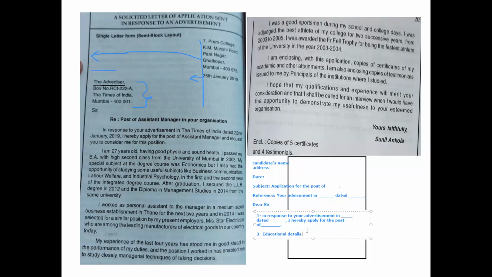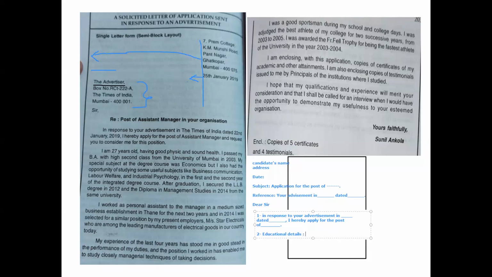I have completed whatever education, say BCom. I have completed BCom, then with the percentage, then from the name of the college. Like that you have to write. Okay, so you are providing the details of your course.